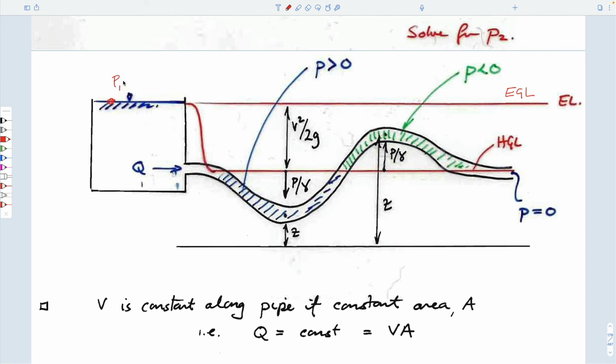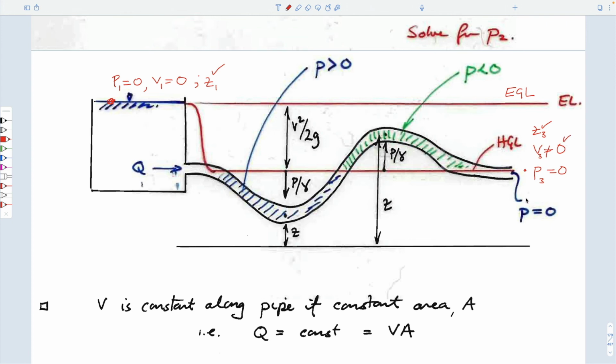Here the pressure is equal to 0. Here the velocity is pretty much equal to 0. And we know the elevation. Here the pressure is 0. Here the velocity is not equal to 0. And we also know the elevation. So we know everything upstream. There's only one thing we don't know downstream. So we can calculate the velocity.